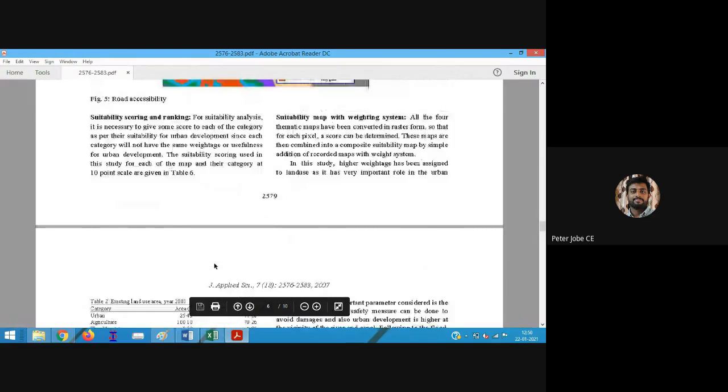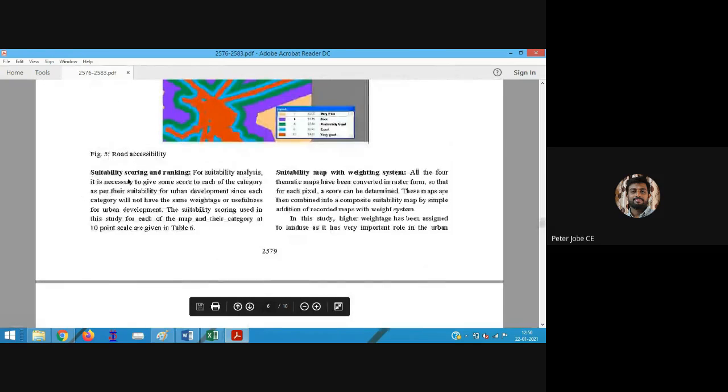They have considered all the scores. That is, as this paragraph says, for suitability analysis, it is necessary to give some score to each of the categories as per their suitability for urban development, since each category will not have the same weightage or usefulness for urban development. So similarly, that is what I was saying before.